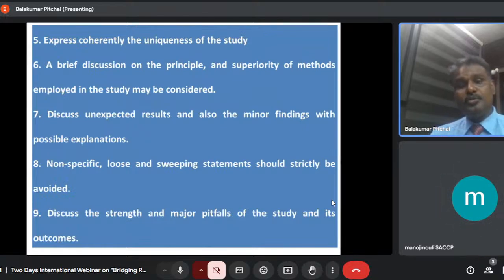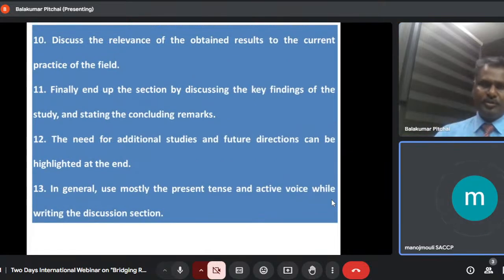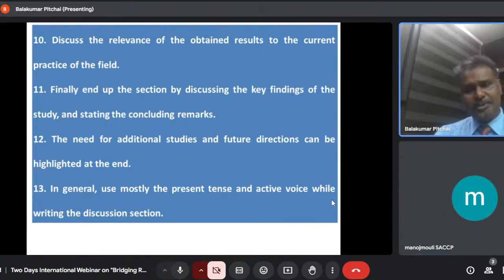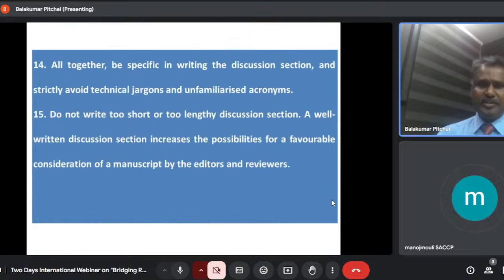Non-specific, loose, and sweeping statements should be strictly avoided when writing the discussion section. You should discuss the strengths of your study and the major limitations of your study. Limitations should be part of your discussion, because every study must have limitations. So before a reviewer raises a question, you can write the limitations, followed by the conclusion. That makes a better discussion. Try to use present tense or present perfect tense and active voice while writing the discussion. You should strictly avoid technical jargon and unfamiliar acronyms.